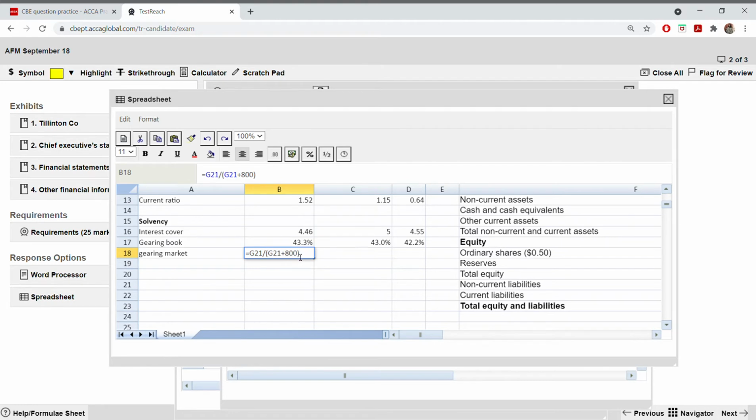Definitely not, because when you take the market value, your share price will increase. So when your share price increases, the denominator increases, and definitely your number will reduce. So you will know whether your answer is correct or not, because compared to the book value, the gearing based on market value will be lower. It has to be lower than 43.3% and this is higher. So it shows that you are technically wrong.